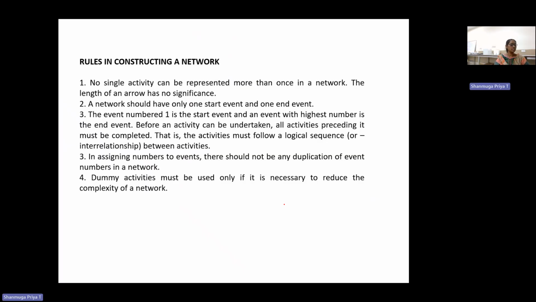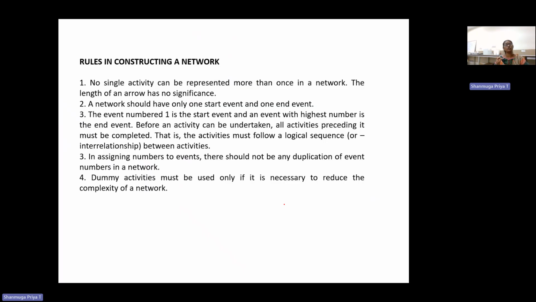No single activity can be represented more than once in a network. For example, A is an activity, so it should come in only once in a network. We cannot add the same activity several times. No single activity can appear more than once in a network.